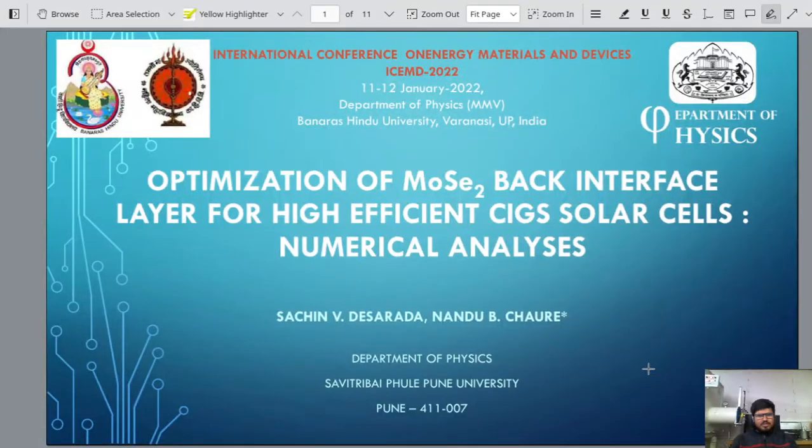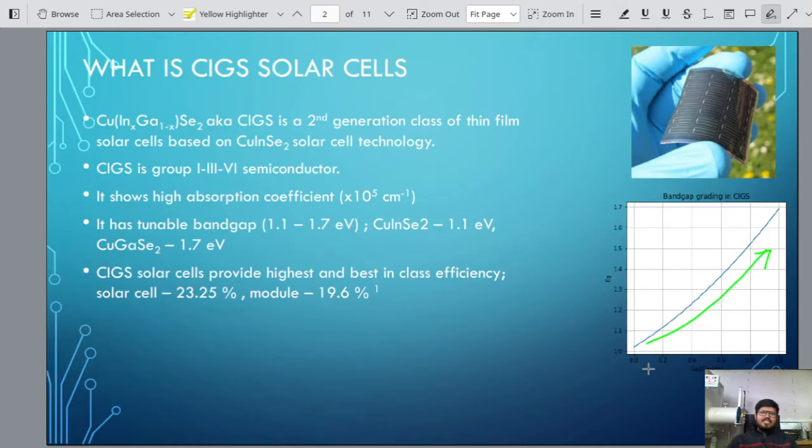Hello, I am Sachin Desarada, presenting a contributing paper titled Optimization of MoSe2 Back Interface Layer for High Efficient CIGS Solar Cells, Numerical Analysis. What are CIGS solar cells?